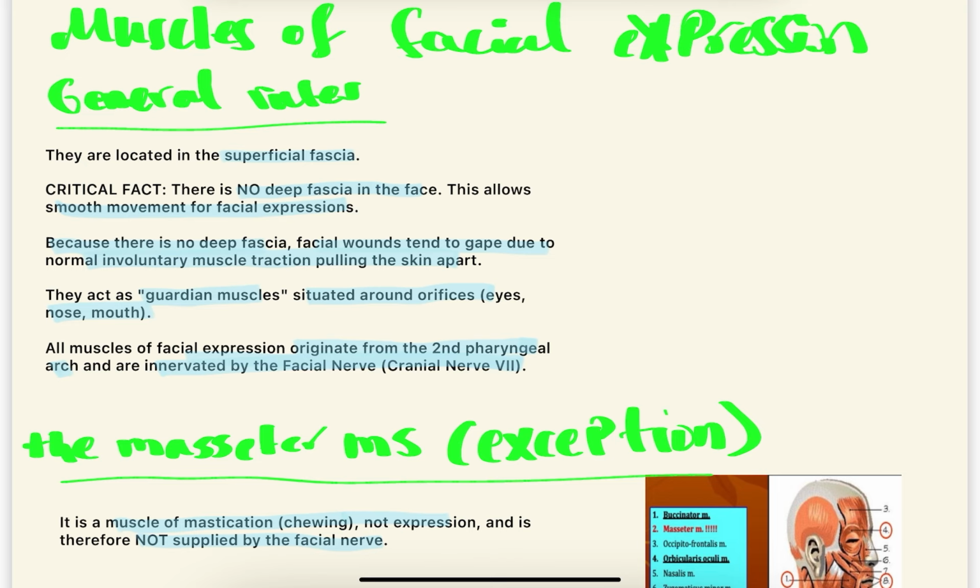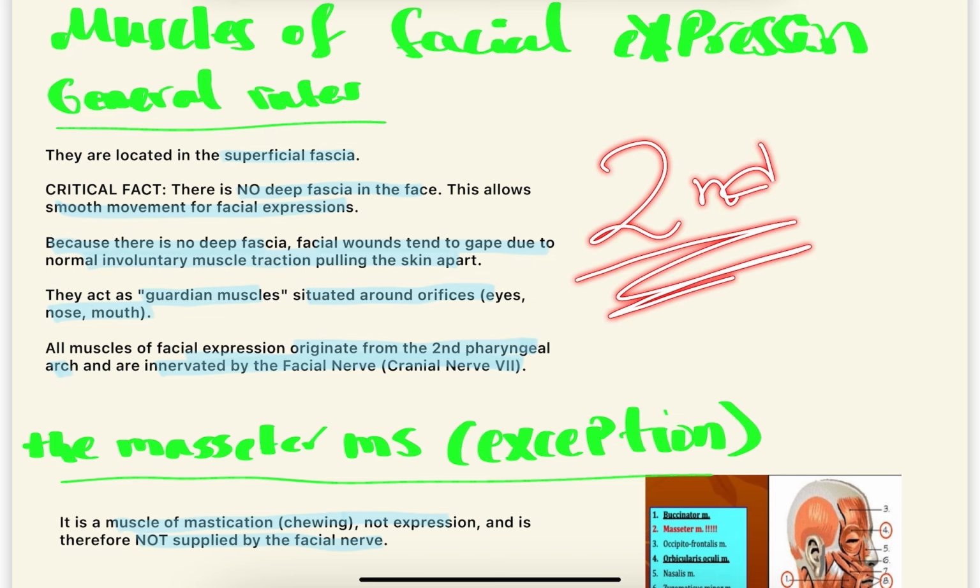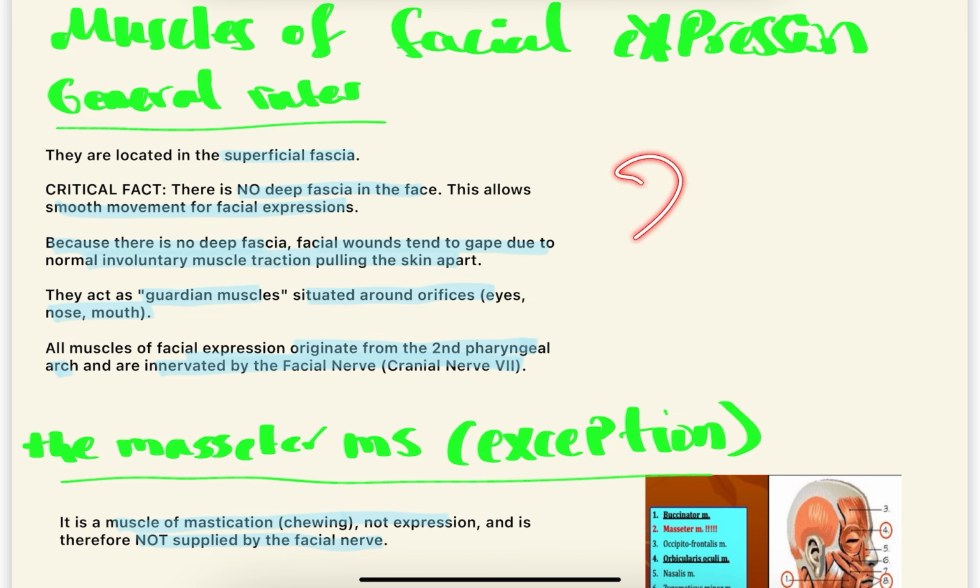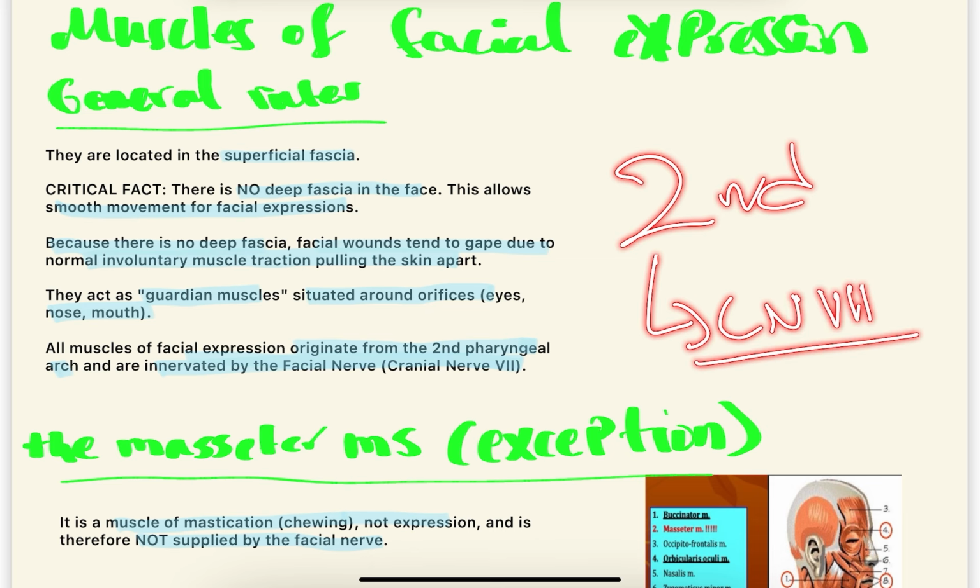These muscles for the facial expression, they're not only to express emotions, we also call them the guardian muscles. Why? Because they are situated around the eyes, the nose, and the mouth. And all of them, they originate from the second pharyngeal arch. And the second pharyngeal arch actually is innervated by cranial nerve, what? Cranial nerve 7, which is the facial nerve.